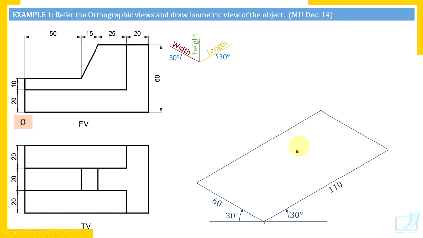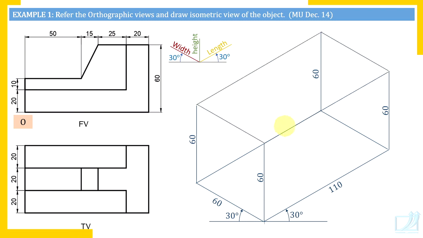Now from all these four corners, draw vertical lines of the height of the object. Draw the first vertical line exactly at 90 degrees. Use a protractor for the purpose. You know how to use a protractor to draw perpendicular lines. So draw a vertical line of length 60 millimeters and use a roller to draw all the other vertical lines. Each line should be 60 millimeters long, and join the top ends of these lines to complete the box.